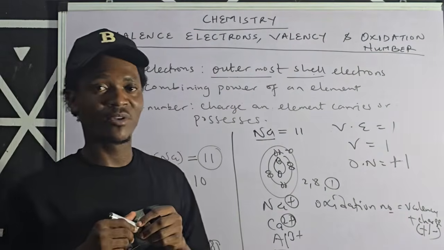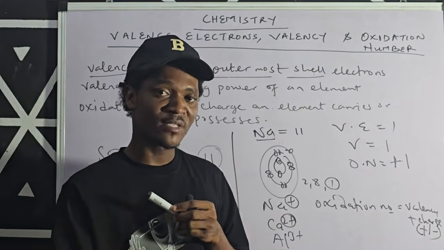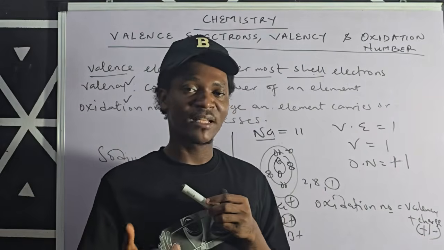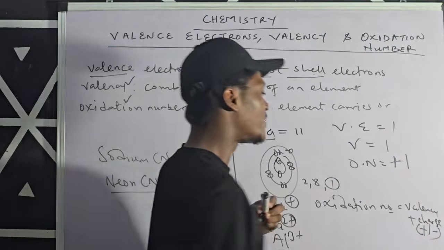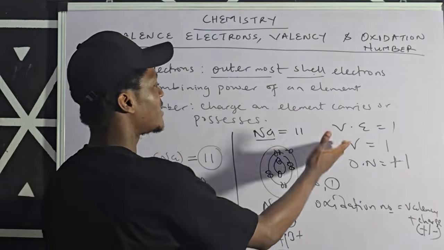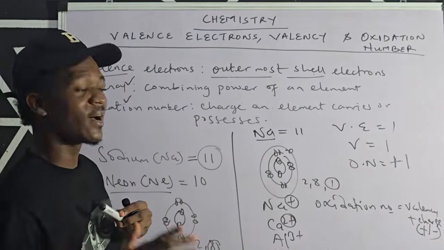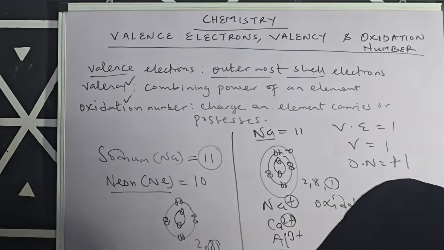It all depends on what is taking place on the element, whether the element is losing. If the element loses electron to become stable, you use positive. But when the element gains electrons to become stable, then you use negative. So in this case, the valence electrons, the valency and oxidation number is 1, 1, plus 1. Then let's see another element.